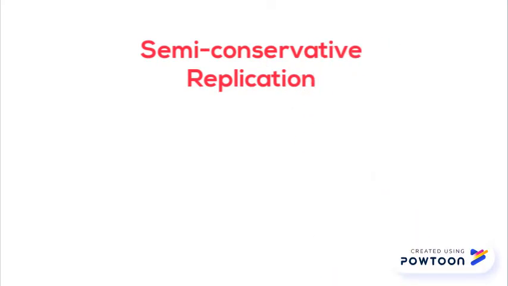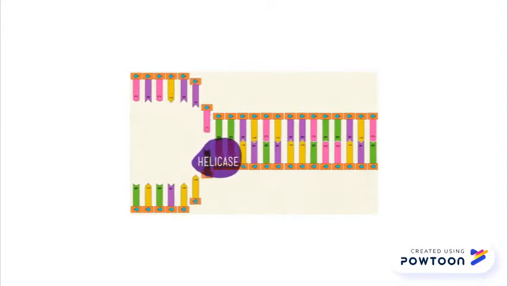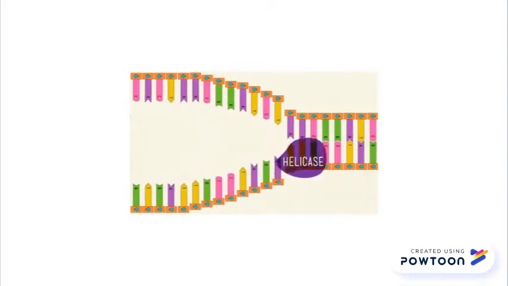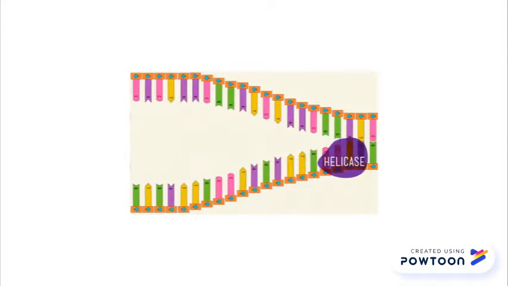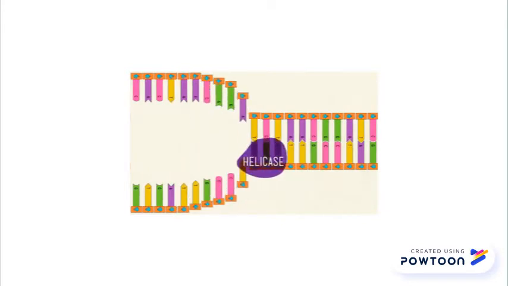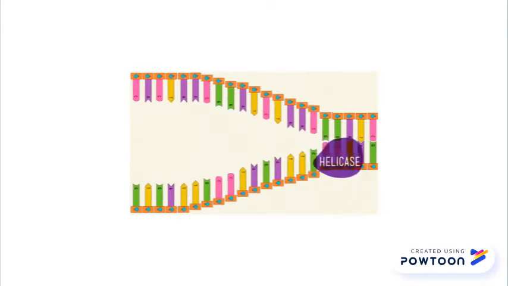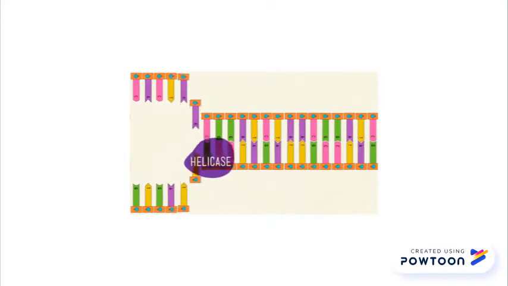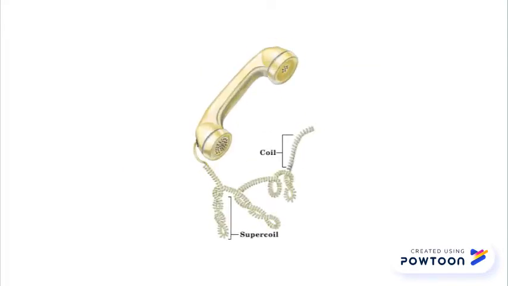The first step is strand separation. An enzyme called helicase will unzip the two DNA strands in the 3' to 5' direction. This separates the strands by breaking hydrogen bonds between the nitrogenous base pairs. The double helix begins to unwind, which causes a supercoil to occur at both ends of the replication bubble.